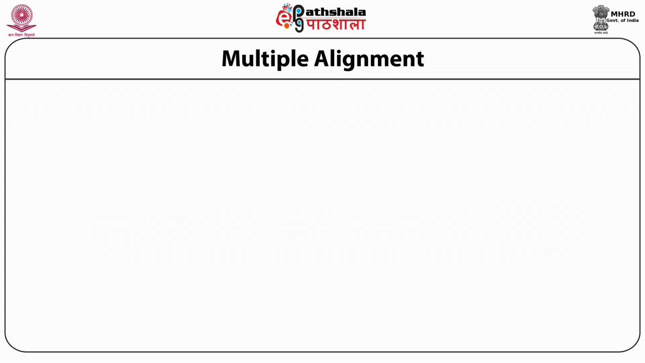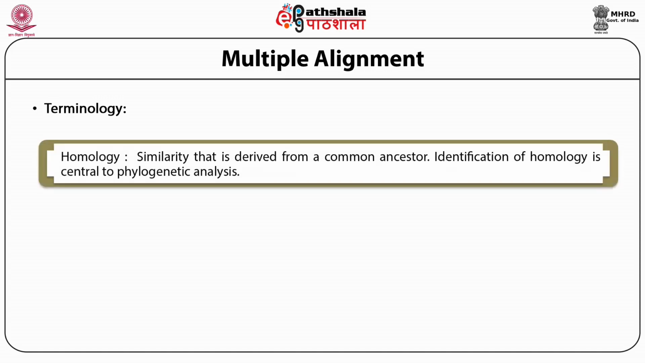So understanding multiple alignment, of course, we have these problems of terminology. A common term that comes in is homology. Now, what is homology? Homology is a similarity between, let's say, 2 protein or gene sequences that is derived from a common ancestor. Identification of homology is central to phylogenetic analysis and evolution.